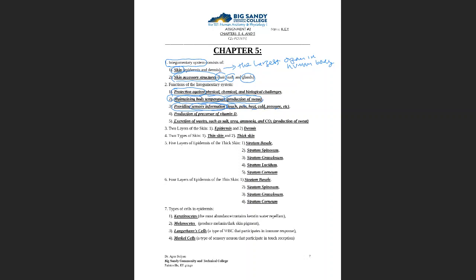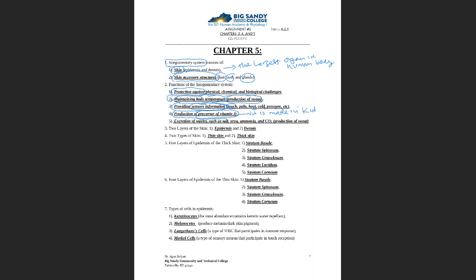Fourth, production of precursor of vitamin D. Vitamin D is really important for our bone. It will make our bone stronger. It's also very important for our immune system. And the skin has the ability to produce the precursor of vitamin D. The vitamin D itself is made in kidney.